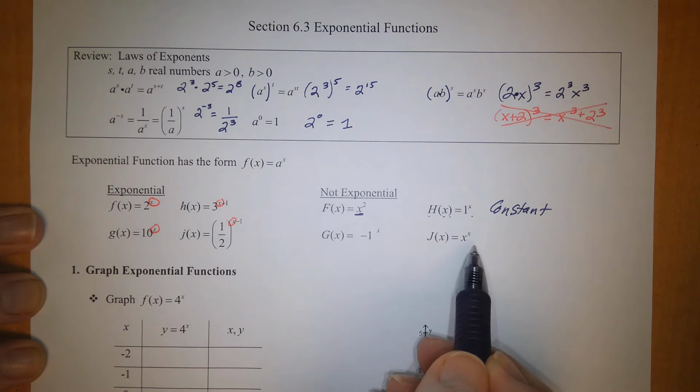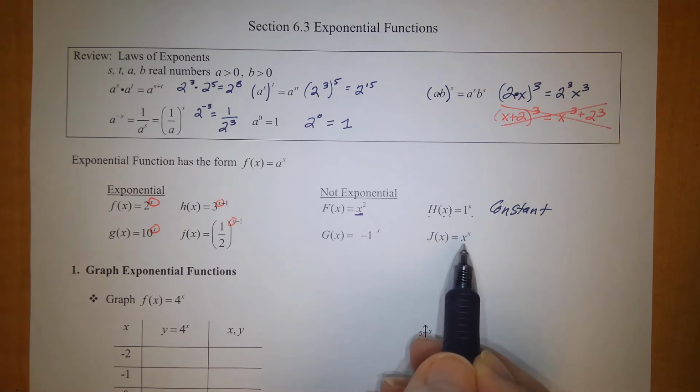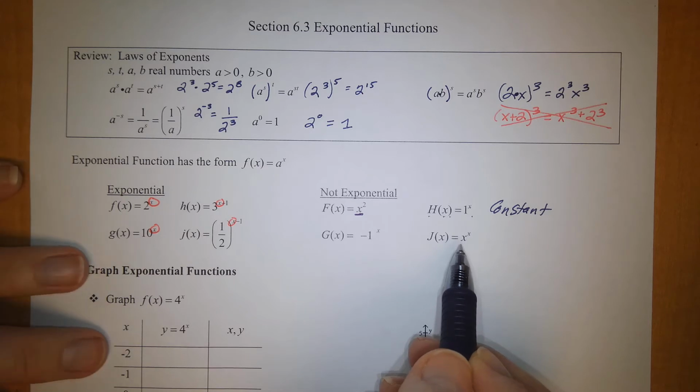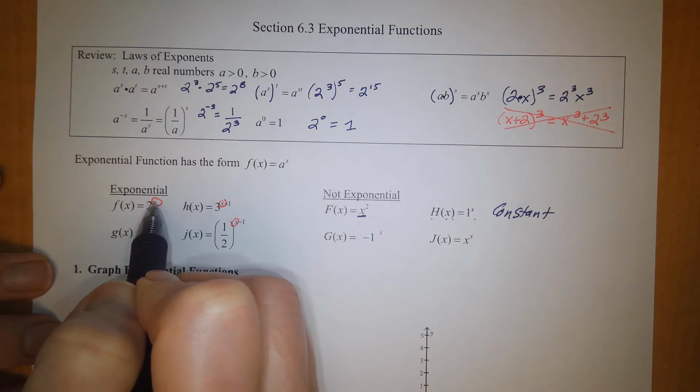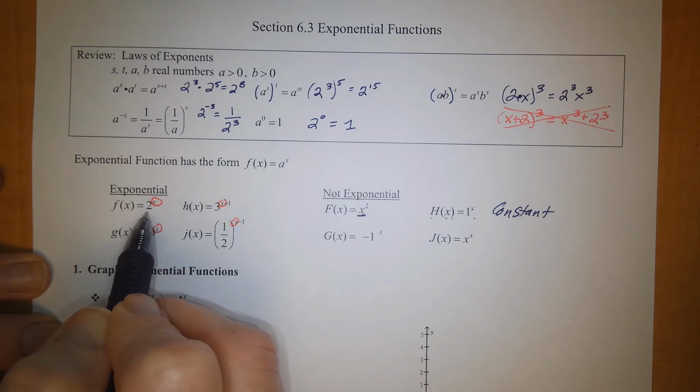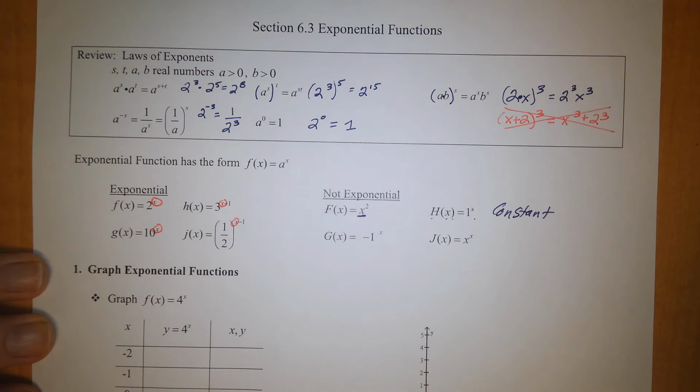And lastly, this is not exponential because you have both an x in the exponent and in the base position. To be considered exponential, there can only be an x in the exponential position. The base cannot be 1, and the base cannot be an x.